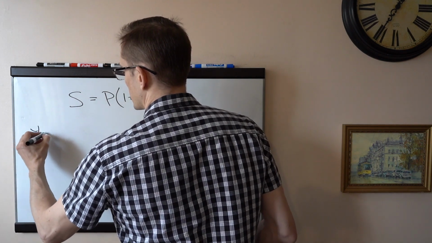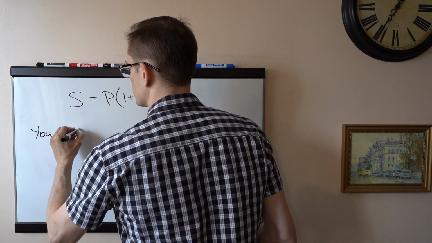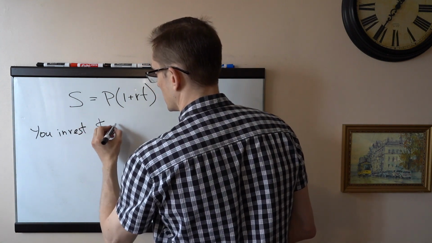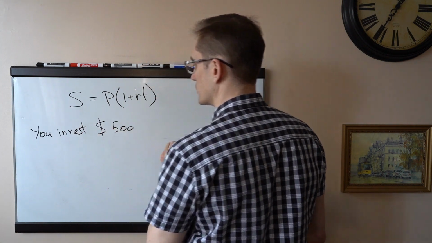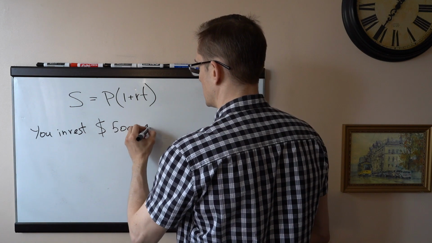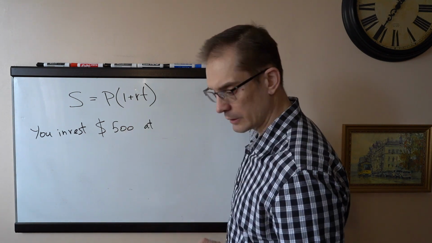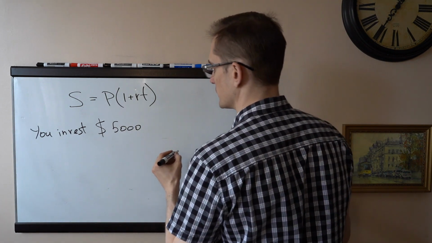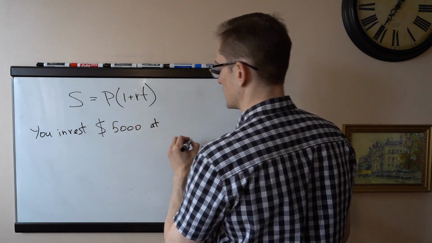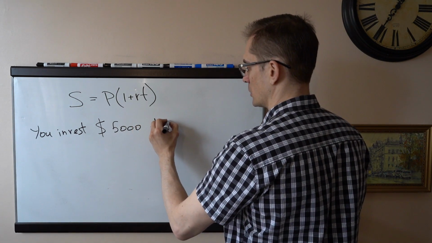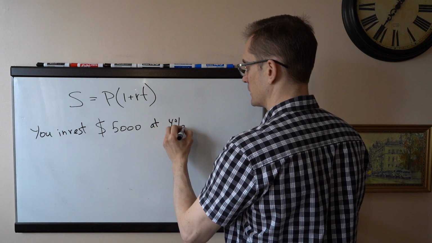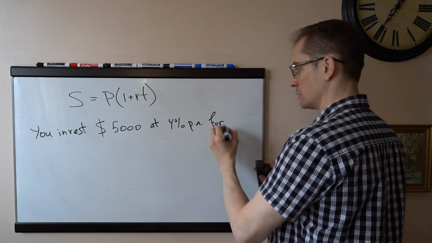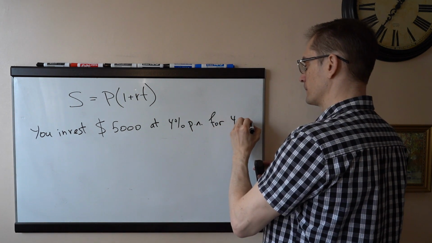Okay, so let's imagine that you invest, I think it's more helpful to take a bigger amount, let's say $5,000 at 4% PA for 4 years.